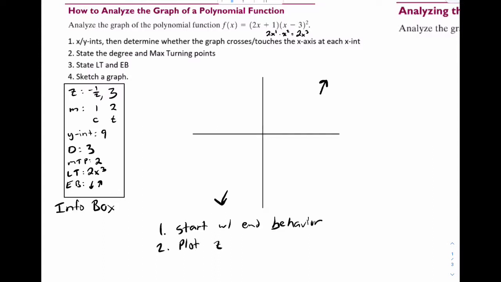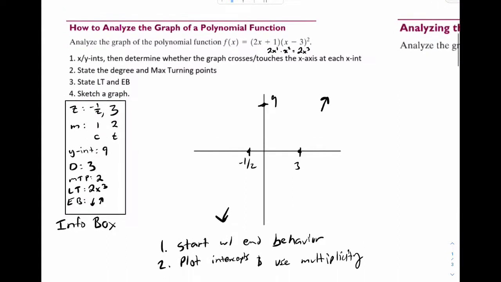From there, you plot the zeros, and you're going to use multiplicity. In fact, I'll make it a little more specific. We're going to plot intercepts. That way we get the y one too. So -1/2, I'll just say that's about here. And then 3, we'll say that's about here. And then 9, we'll just say that's about here.